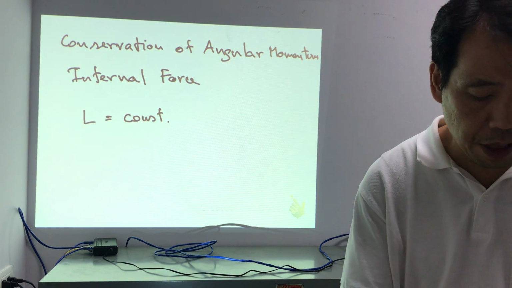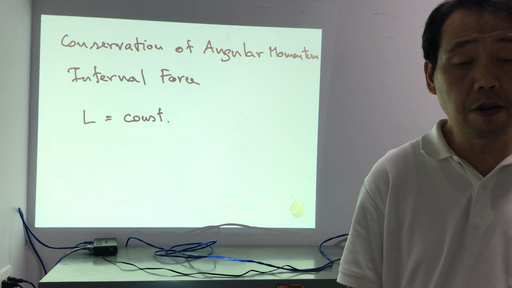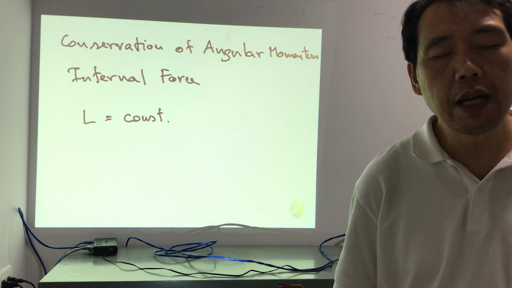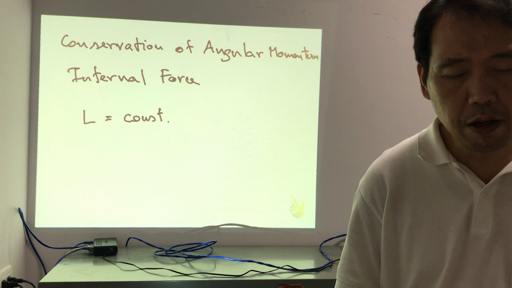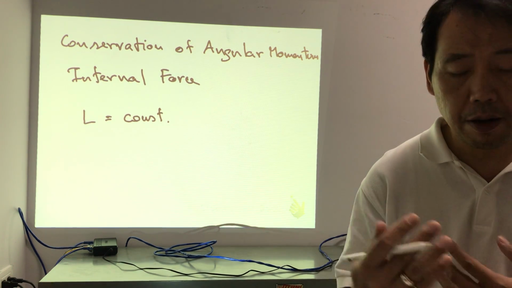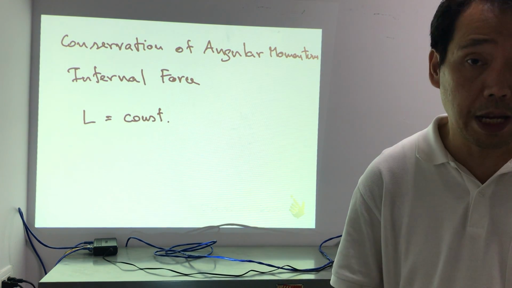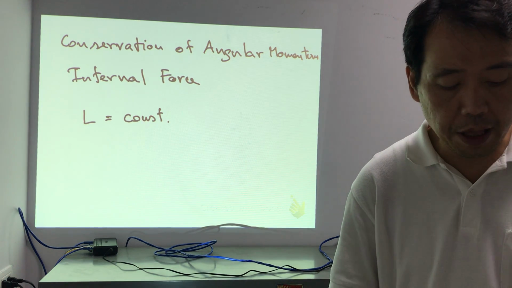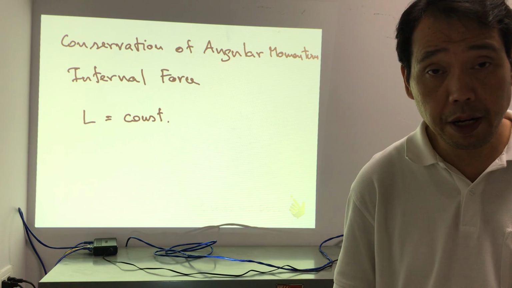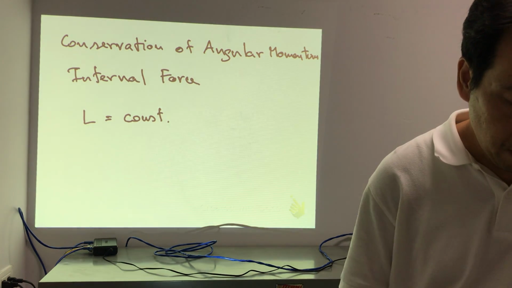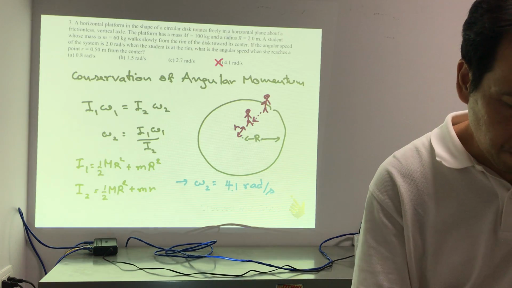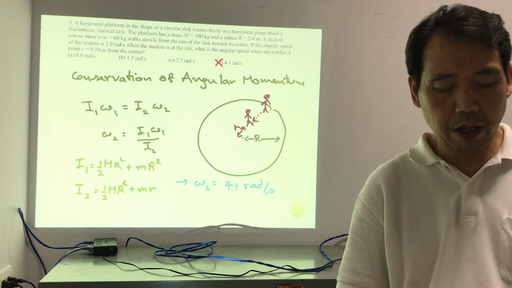That is, if there is no external force, in fact, we may say that there is no external torque. We have the internal torque only that makes the system rotate. We can say that the angular momentum is a constant. Following this principle, we can solve problem number 3.